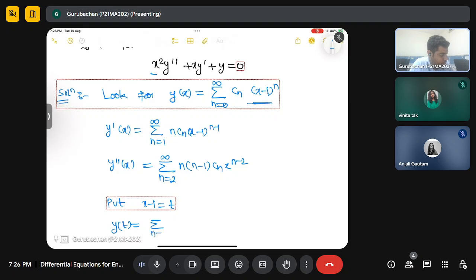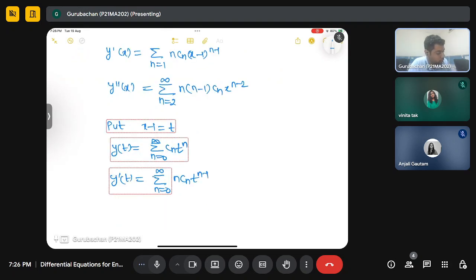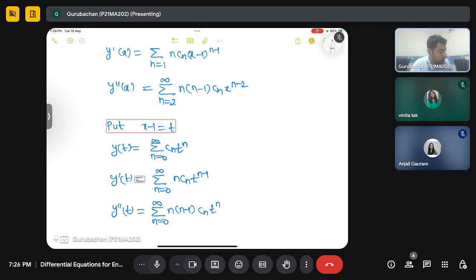So if we put x minus 1 as t, our y(t) will be summation n=0 to infinity c_n t to the power n, and y dash t will be summation n=0 to infinity n c_n t to the power n minus 1, and y double dash t will be summation n=0 to infinity n into n minus 1 c_n t to the power n minus 2.